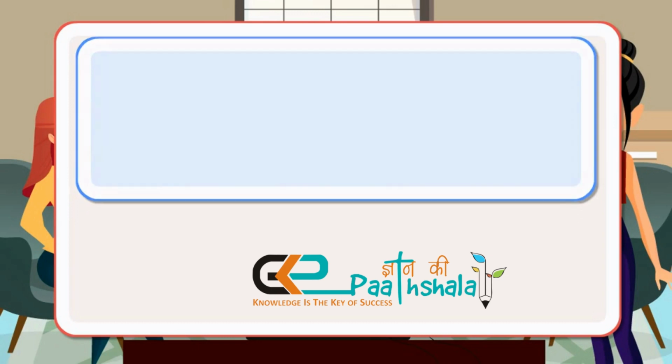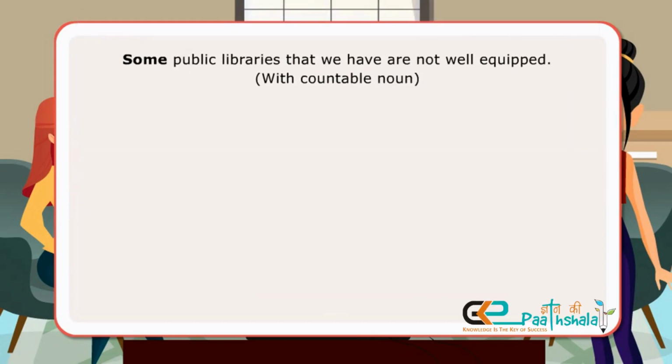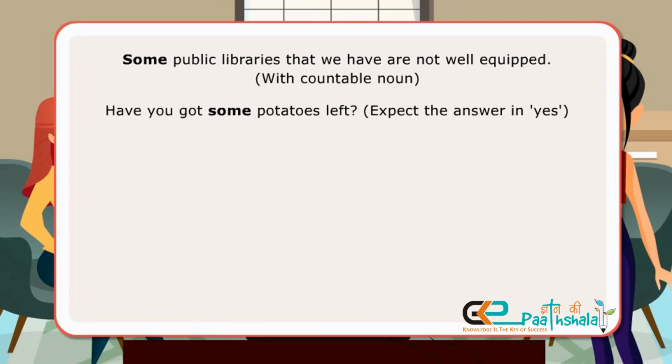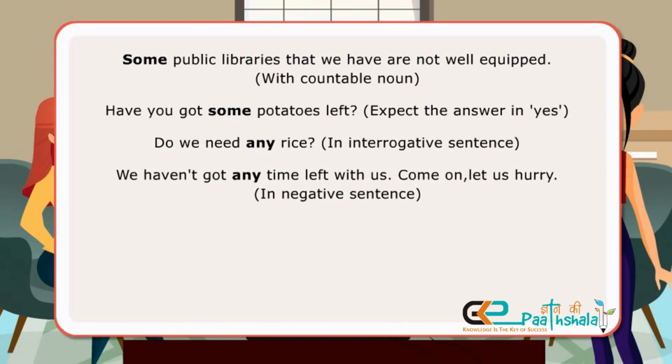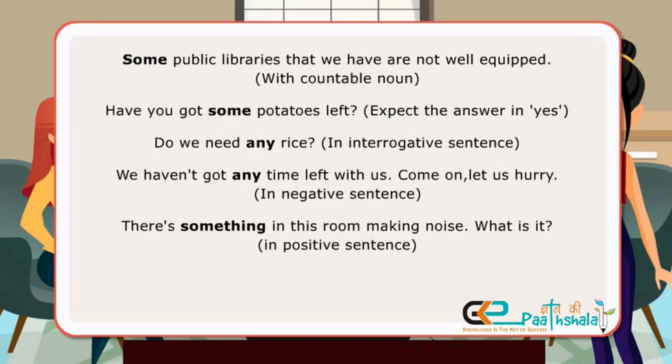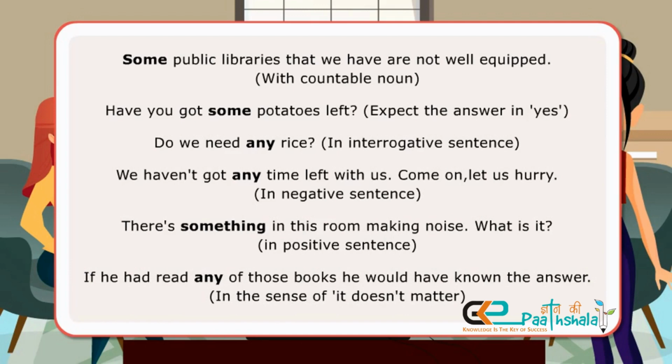Let us look at few examples. Some public libraries that we have are not well equipped, with countable noun. Have you got some potatoes left? Expect the answer in yes. Do we need any rice? In interrogative sentence. We haven't got any time left with us. Come on, let us hurry. In negative sentence. There's something in this room making noise. What is it? In positive sentence. If he had read any of those books, he would have known the answer. In the sense of it doesn't matter.